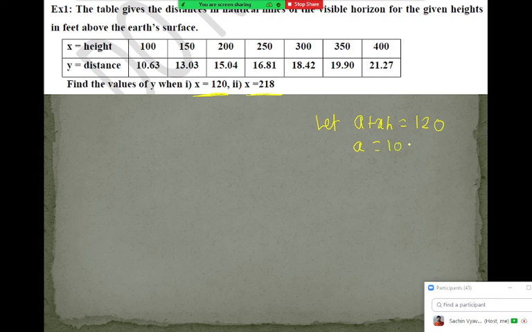Because it is the closest lower value. If you observe, 120 lies between 100 and 150, and the closest lower value is 100 there. So a should be 100, and h is already said to be 50. Good. So h is the difference between two successive values of x. That's correct. So can you tell me now, what should be x here?